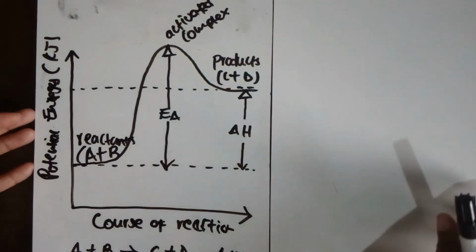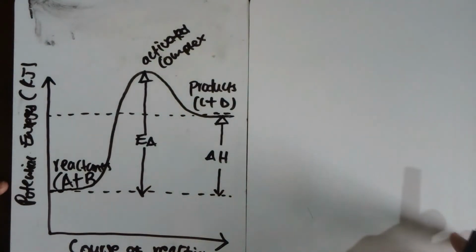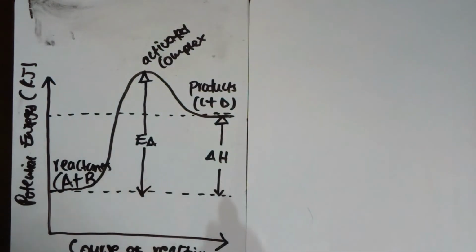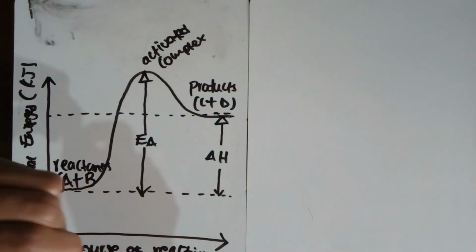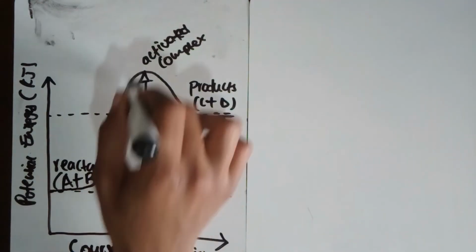But what is an activation energy? Activation energy, EA, refers to the minimum energy that you actually require for a reaction to take place, and this is how you can essentially find it.